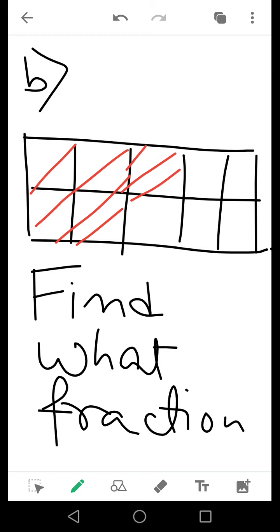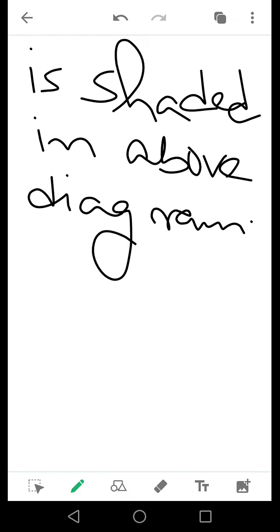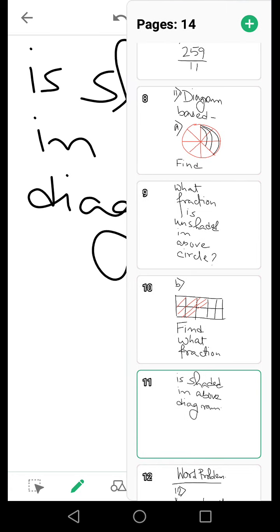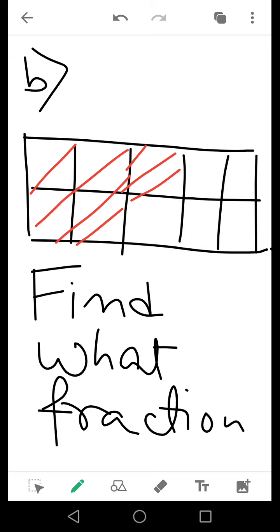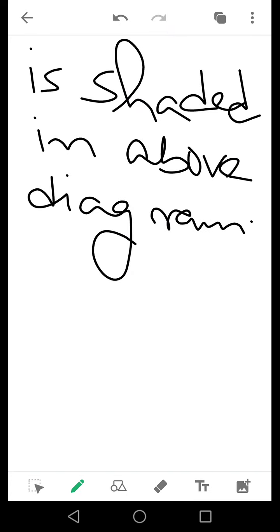Now look at this figure. There are a certain number of boxes, out of which a few are shaded. You have to find what fraction. First take a look at the figure, first draw it, then you have to find what fraction is shaded in above diagram. Take a look at the diagram once again.